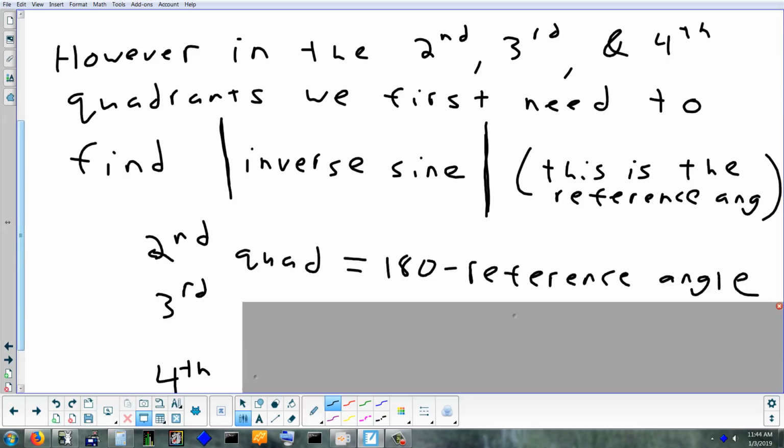If you know that you're supposed to be finding an answer in the second quadrant, and you know your reference angle, you do 180 minus your reference angle. Now your reference angle is always going to be between 0 and 90, always. It'll never be bigger than 90. It'll never be smaller than 0 because you're taking the absolute value. So it won't be negative.